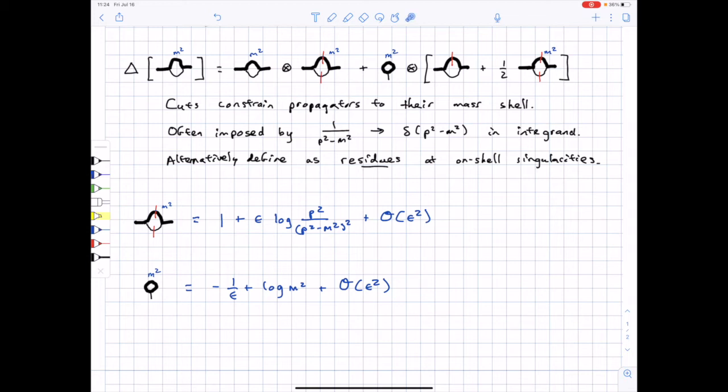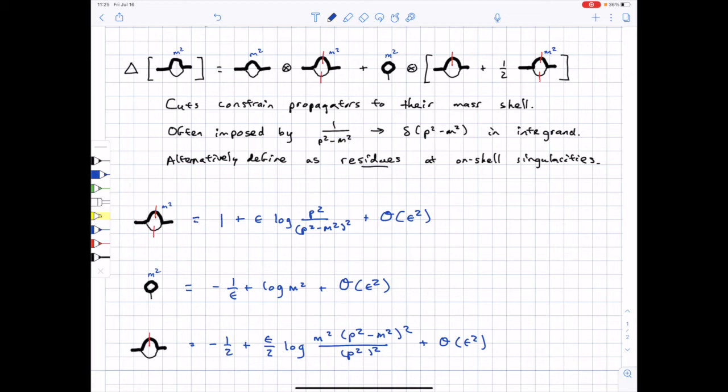And then finally we have one more, this integral where we've only cut one propagator. And if we evaluate it, we find we have minus 1/2 plus epsilon over 2 log m squared p squared minus m squared squared over p squared squared plus order epsilon squared.